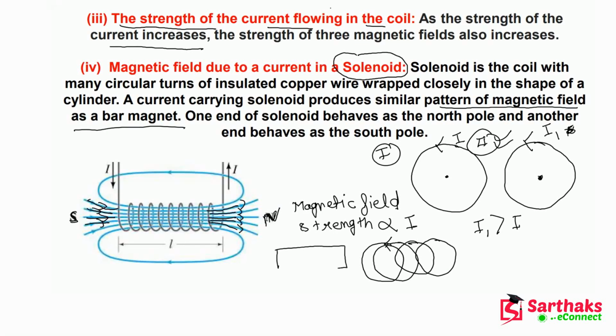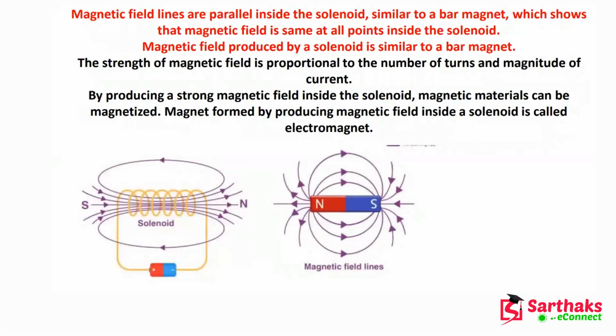You can see that this is a bar magnet, and in a bar magnet the magnetic field lines go out from the north pole like this, and enter the south pole like this. It enters the south pole, so that's why it acts as a bar magnet. One end of a solenoid behaves as a north pole and the other end behaves as the south pole. Now guys, let's move ahead. Here we will see the pattern of magnetic field lines.